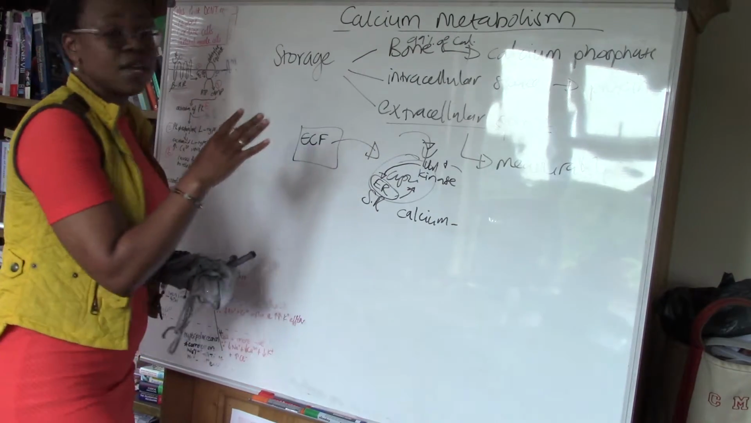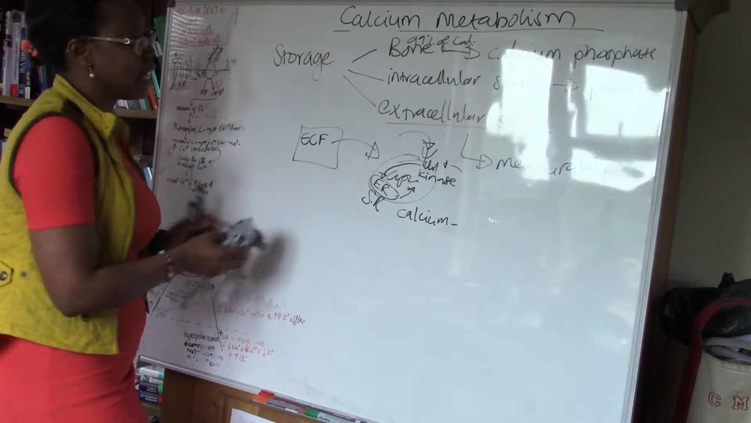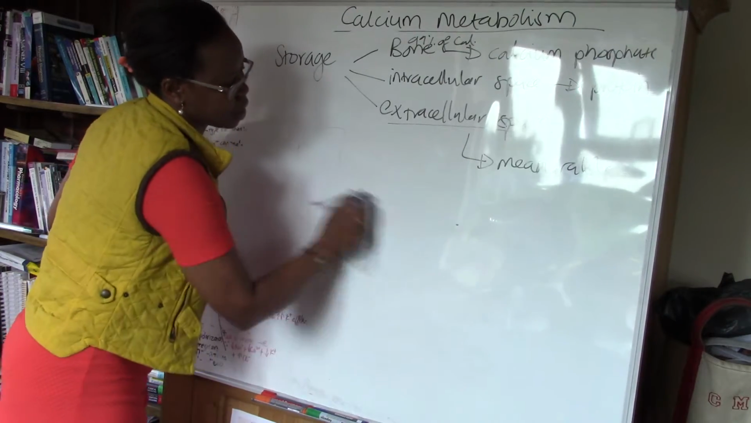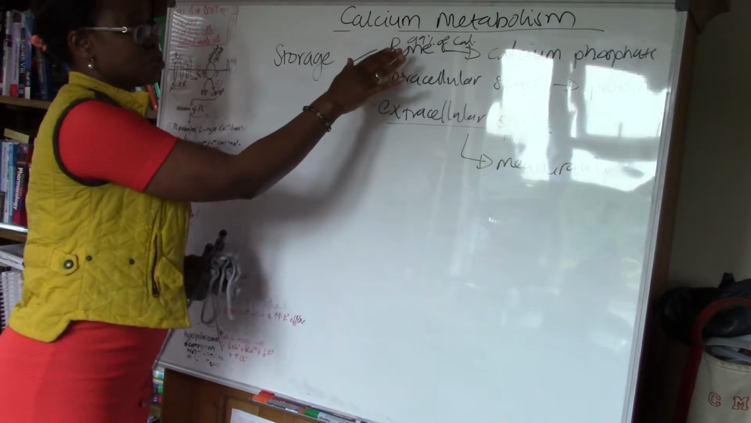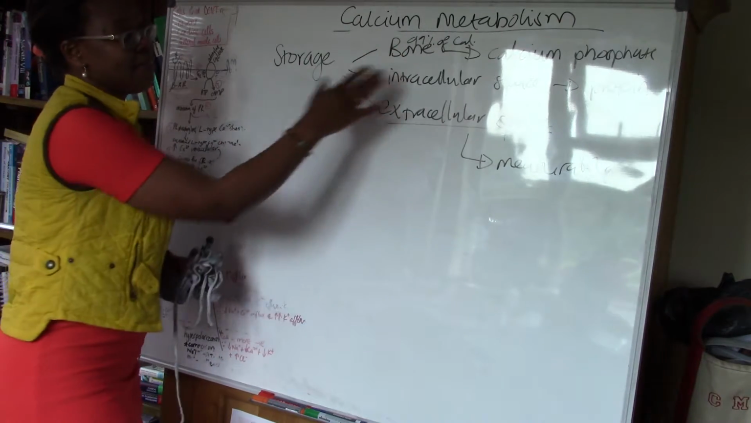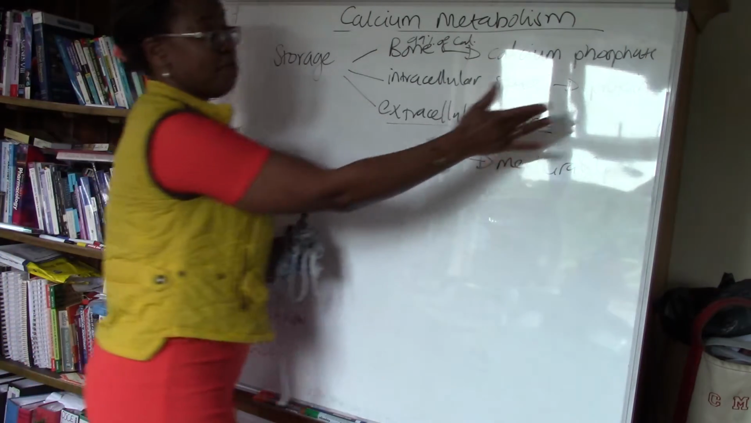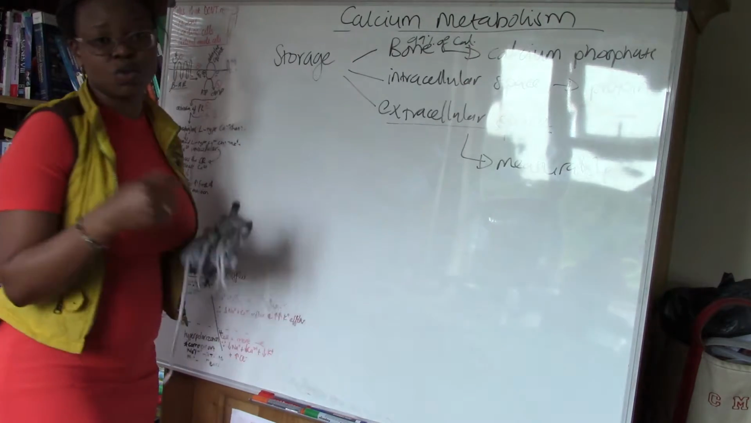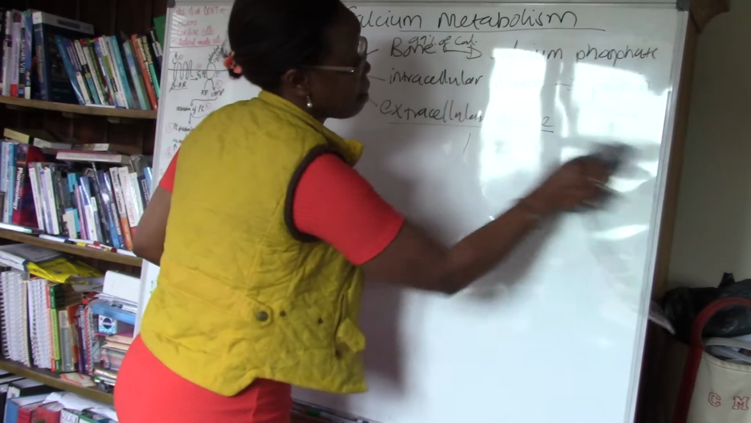Therefore, the metabolism and homeostasis of calcium is kept at a closely regulated process. So we do have most of the storage as bone, and then there is calcium in the intracellular space, which is mostly bound to protein, and then the extracellular space is the one that can be readily available.